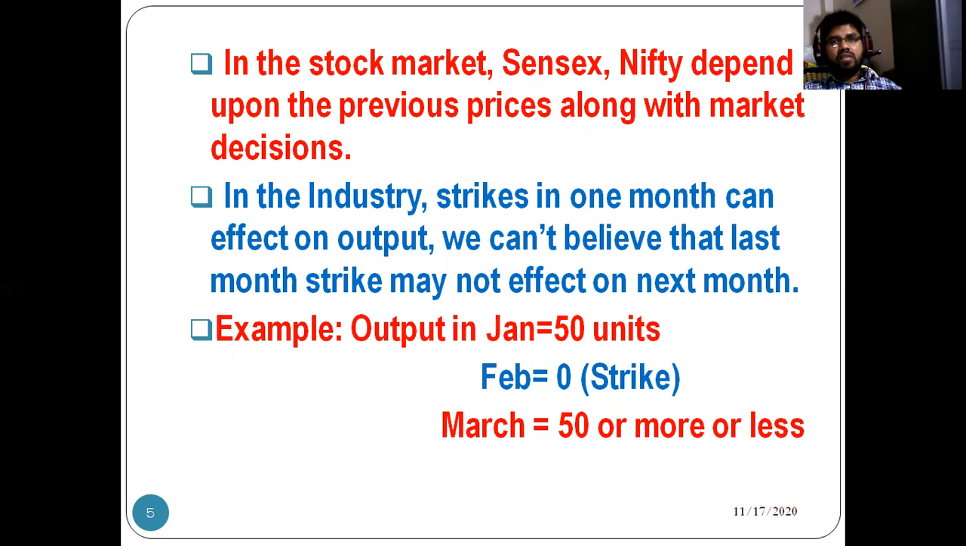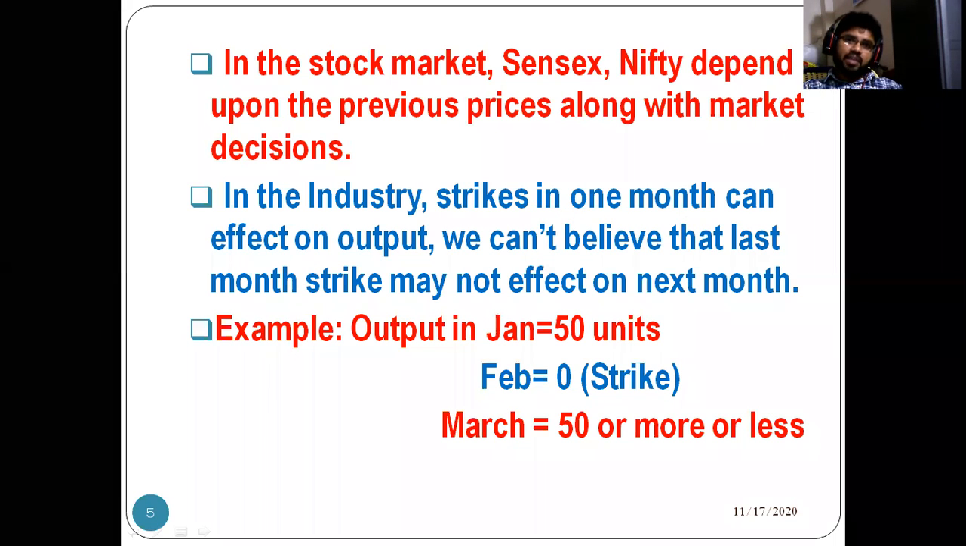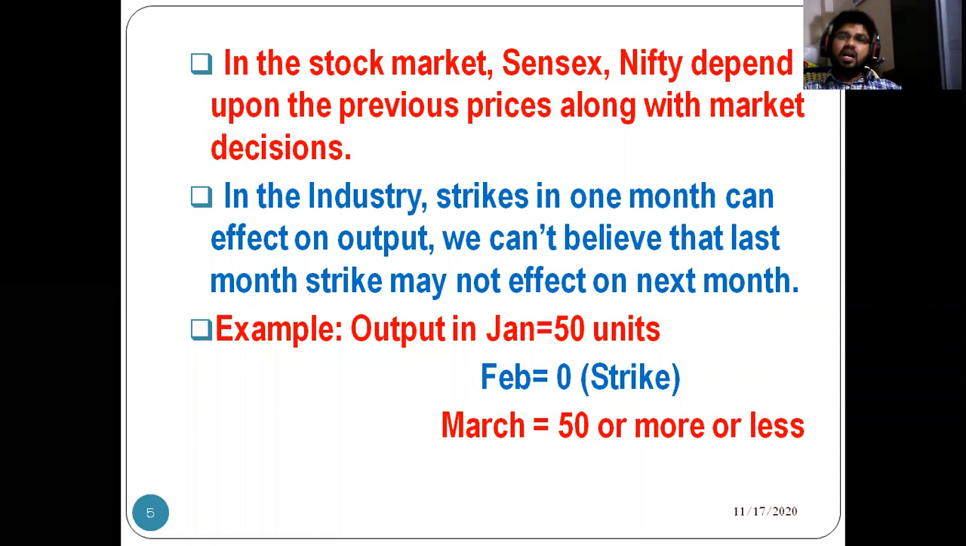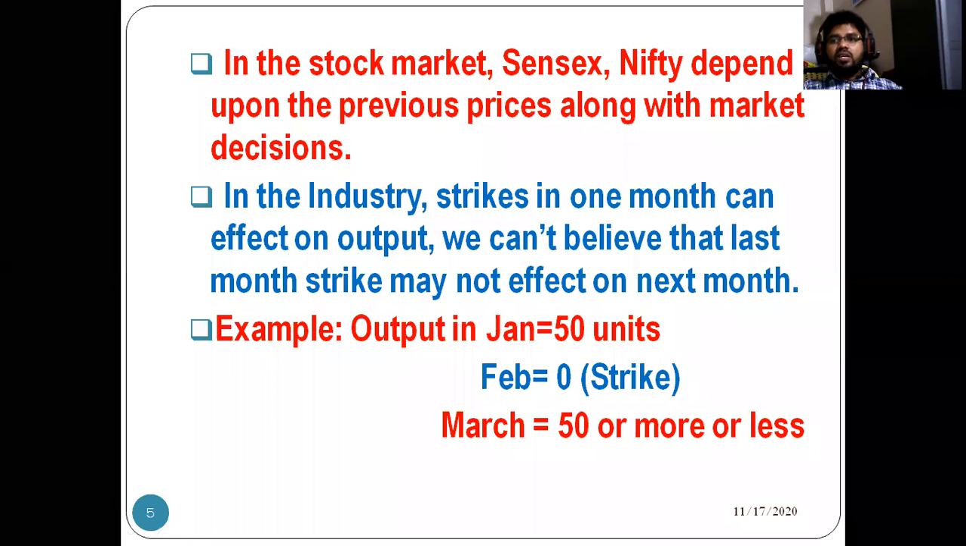For example, if the laborers working in the industry sector want to fight for their salaries and wages, they may go on strike. A strike in one month can affect output. If they strike in a particular month, the output may be affected. So we cannot believe that last month's strike may not affect the next month.